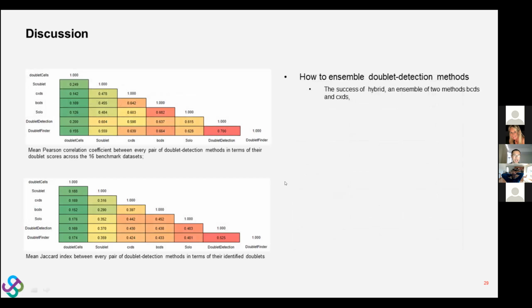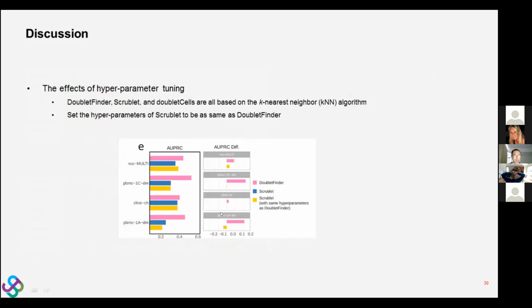And next, we check the relationship between different methods. We calculate the Pearson correlation between two methods' doublet scores, and also the Jaccard index of those identified doublets. And we found that the top performing methods are actually more similar in terms of those two metrics.